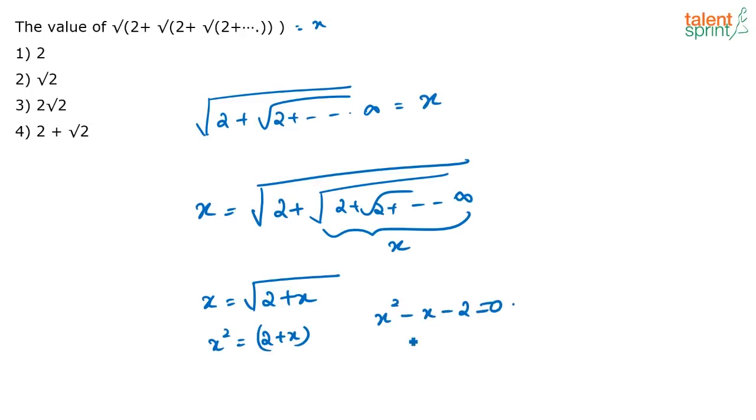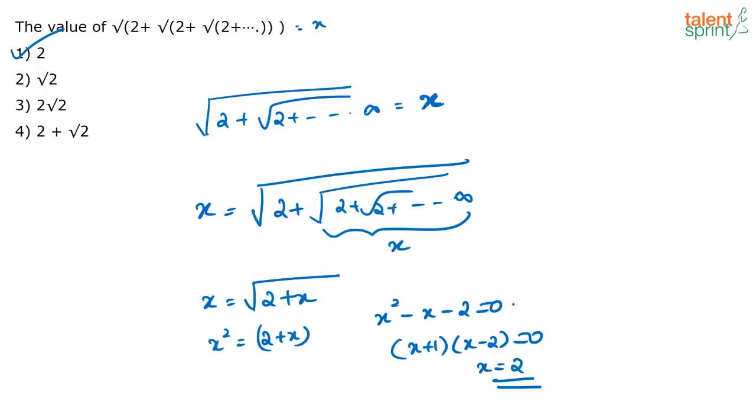If you solve this, what do you get? x plus 1 into x minus 2 is equal to 0. These are its factors, so x is equal to 2. The answer that I am looking for here is 2. It is still infinity, root 2 plus root 2 plus root 2 up till infinity. What I have written is root 2 plus etc. till infinity, and I am assuming this to be x. So how can I write the given expression?